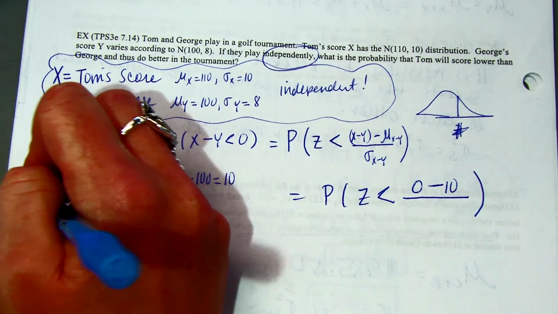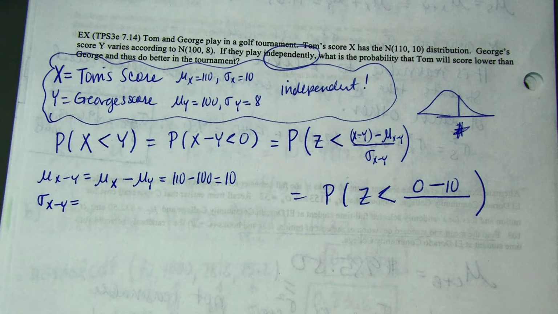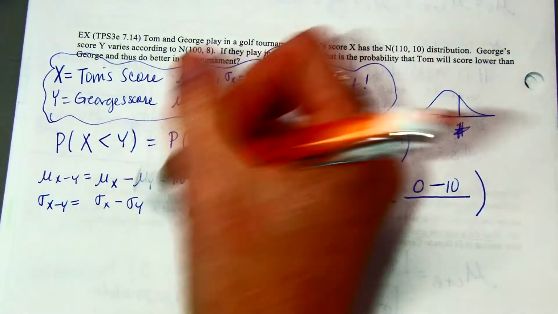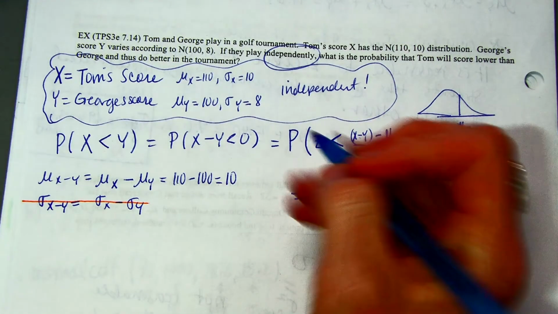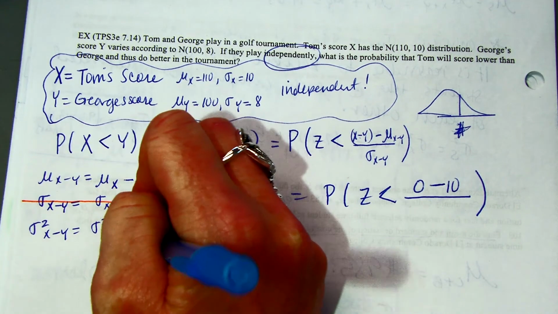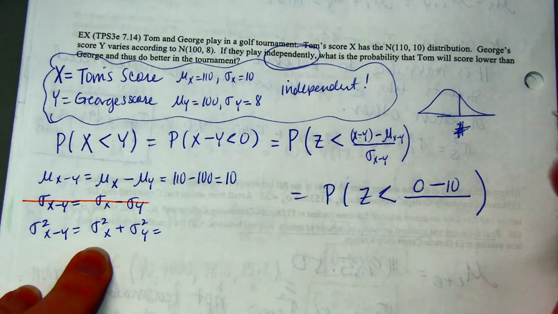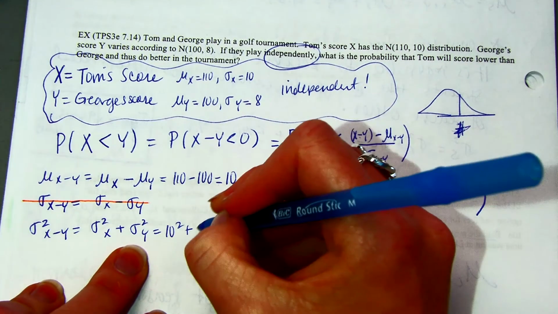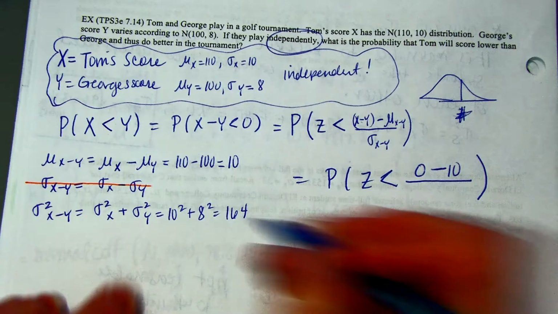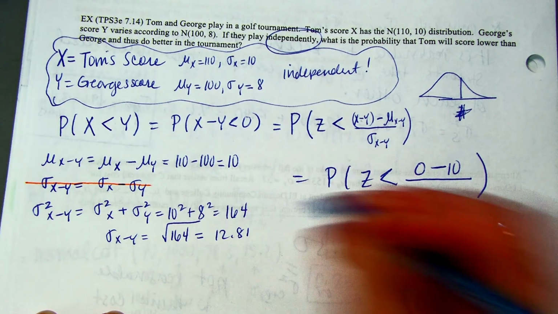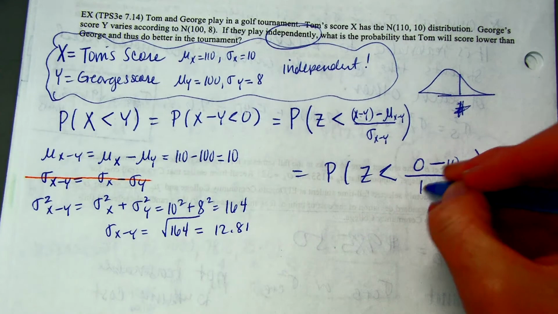Okay. How about the standard deviation of X minus Y? Can I take the standard deviation of X minus the standard deviation of Y? No. Good. No. So what do I do? What do I do with the variances? Yeah, you add them. So how do I compute the variance of X? And the variance of Y? So this is 164. So what's the standard deviation of X minus Y? And that goes right here.